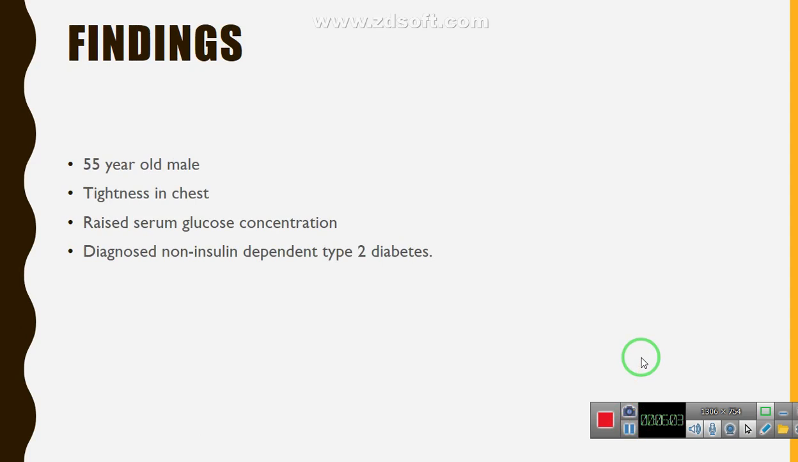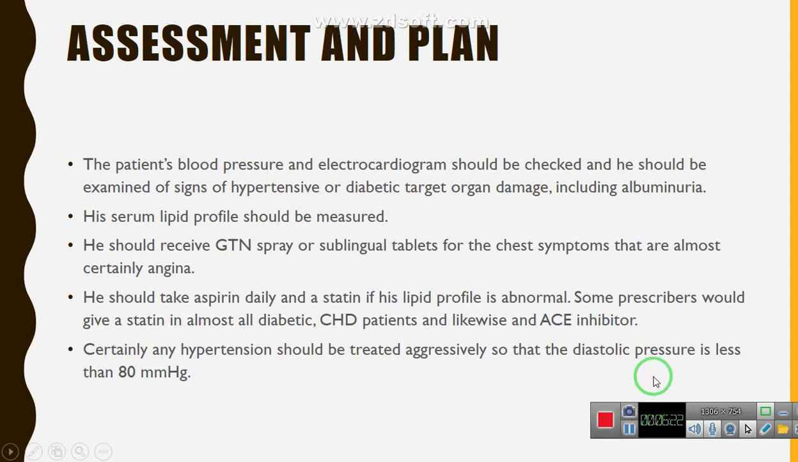Here are some findings of this patient: he is a 55-year-old male and he complains of tightness in his chest, and he has a raised serum blood glucose level, and he is diagnosed with non-insulin dependent type 2 diabetes mellitus. Here is the assessment and plan of this patient. I have already discussed this case in my physical lab with all of you, and today I am just going to demonstrate it in my video.